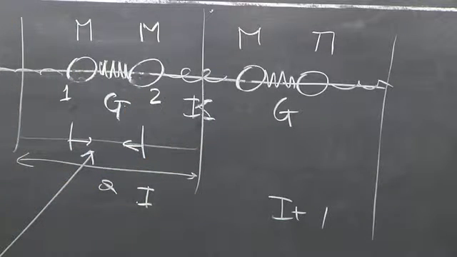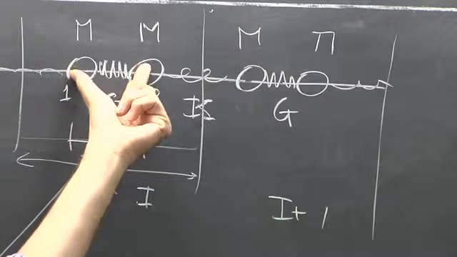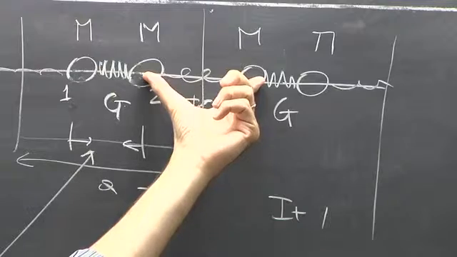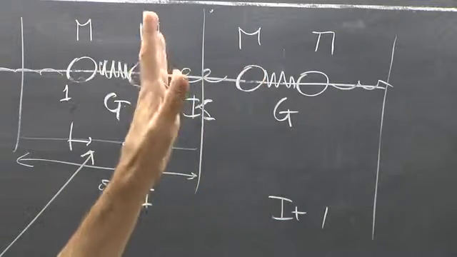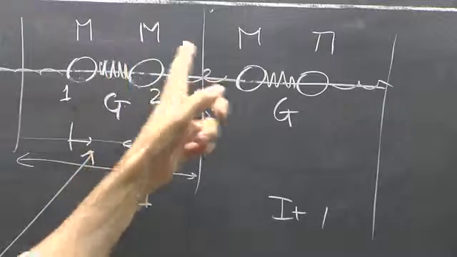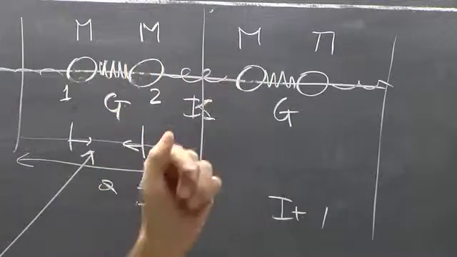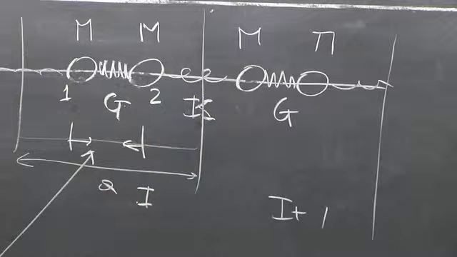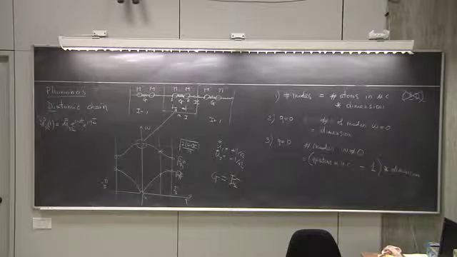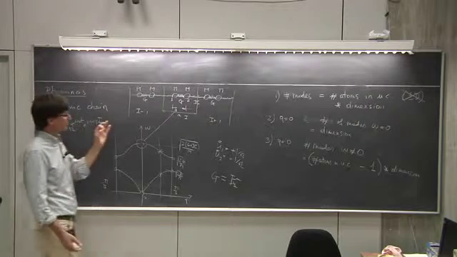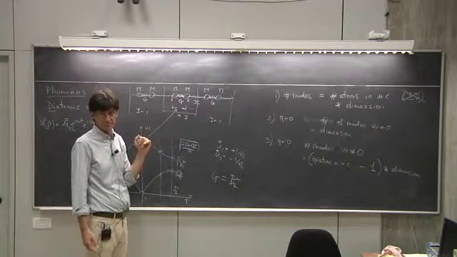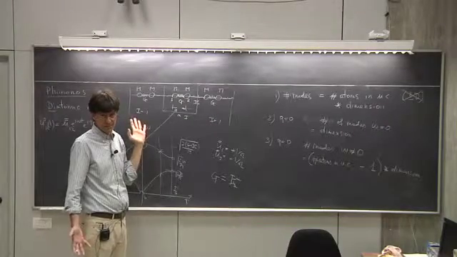I never used in my theory the fact that these two atoms are closer than these two. I never used the distance in my theory, so they could very well be at the same distance in principle. The only thing that distinguishes the atoms is the spring constant. And I'm now going to make G equals K. Okay? But if I make G equals K, there's no reason why I should choose a unit cell containing 2 atoms. Right? They're identical.